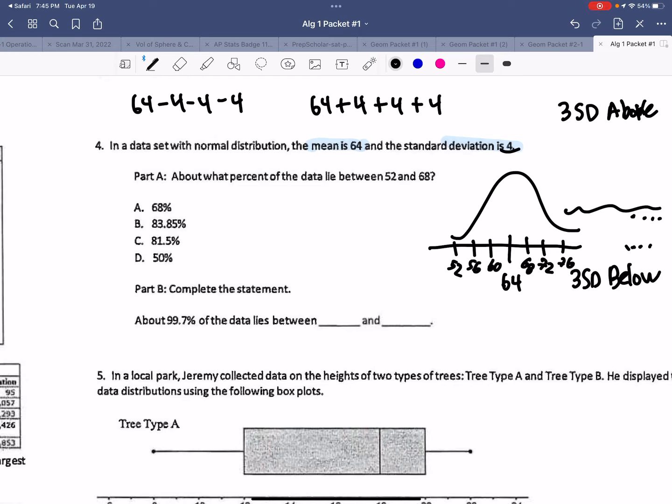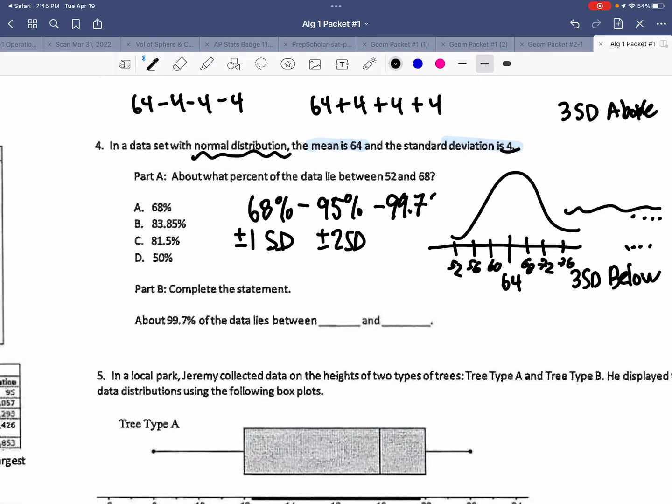So what does this mean? Well, we have a rule that says if the data is normal, 68% of the data is within 1 standard deviation, plus or minus. 95% of the data is within 2 standard deviations, and 99.7% of the data is within 3 standard deviations. So by the time we get 3 standard deviations away, almost all the data is included. That's what standard deviation means.